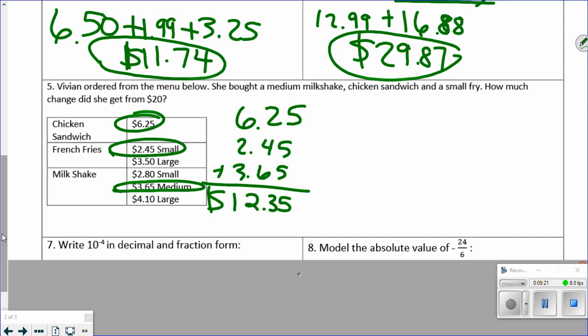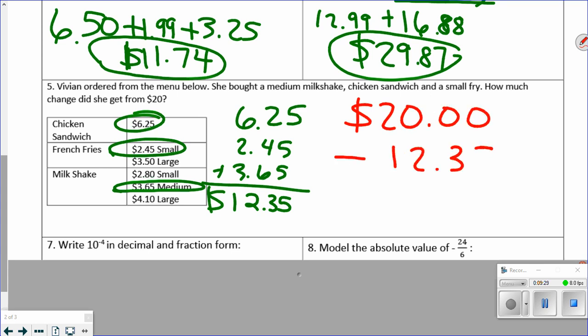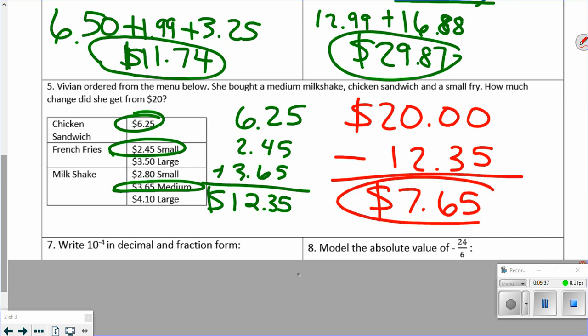We should get $12.35. Now, to figure out how much change she's getting, we're going to do the $20 minus the $12.35. And once you do that, you should get $7.65 as her change.